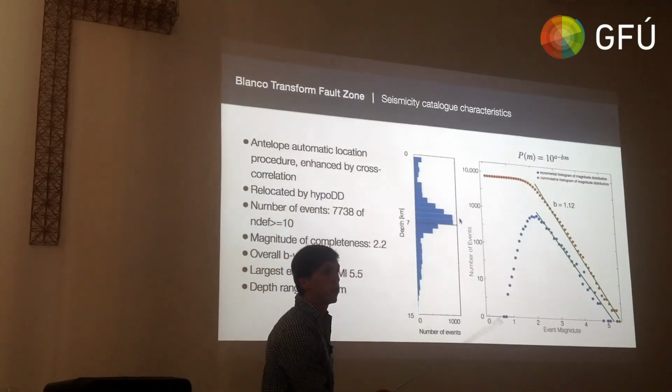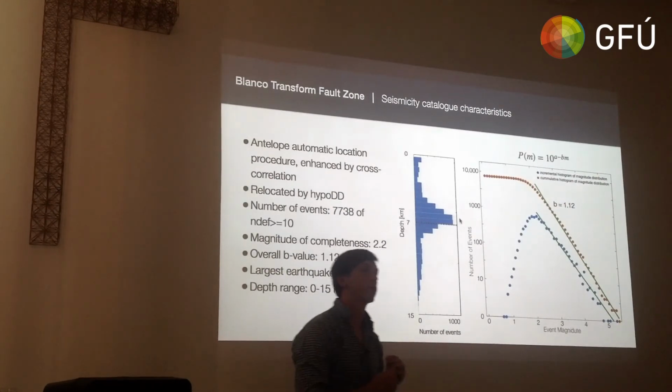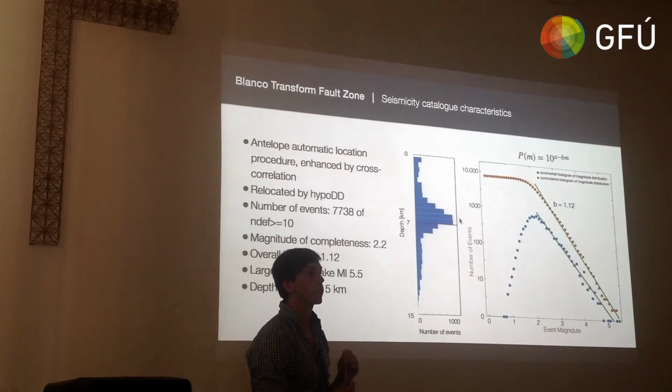If I understood that, 40% of the strain energy has been released in seismic events, and 60% aseismically. How did you estimate this ratio?